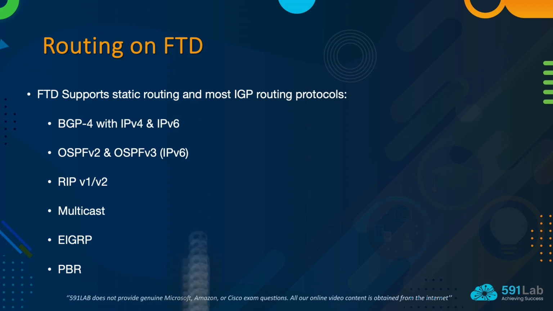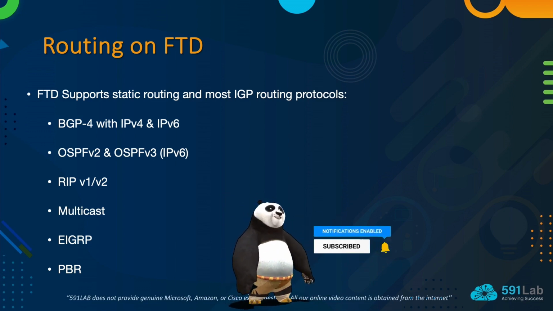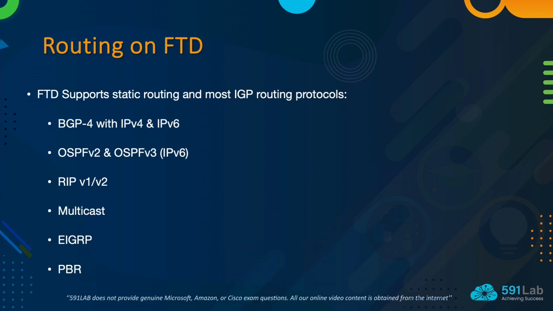The next one is BGP, also known as Border Gateway Protocol, a routing protocol used between different autonomous systems to exchange routing information across the internet. Firepower Threat Defense supports BGP4 with IPv4 and BGP6 with IPv6 addressing.